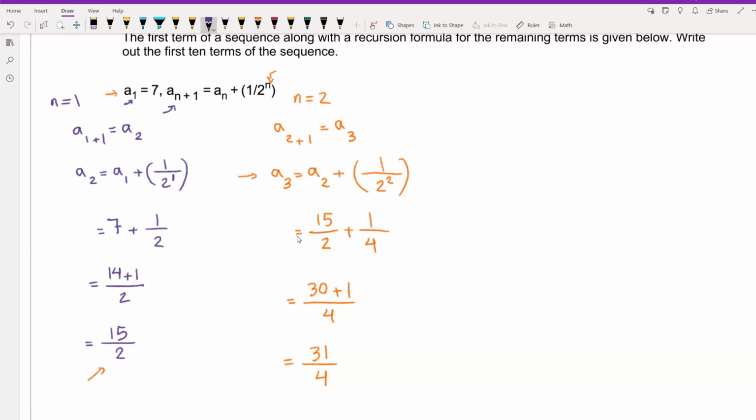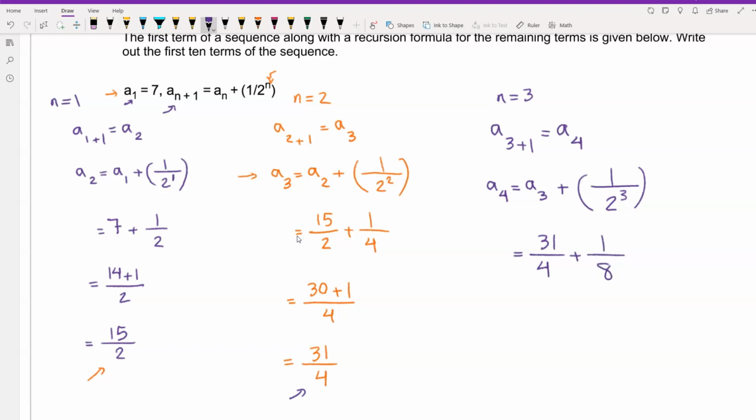Now finding a sub 4, we have n equal to 3. So we have a sub 3 plus 1, that is equal to a sub 4. So here we're trying to find a sub 4. That is equal to, instead of n, now here we have 3. So that is a sub 3 plus 1 over 2, the power is 3. And a sub 3 from here is 31 over 4 plus 1 over 2 cubed, that is 1 over 8.